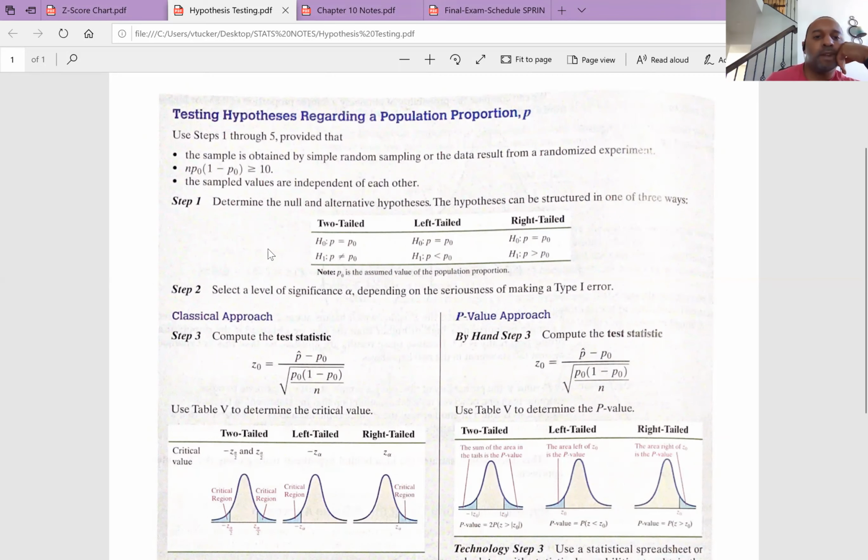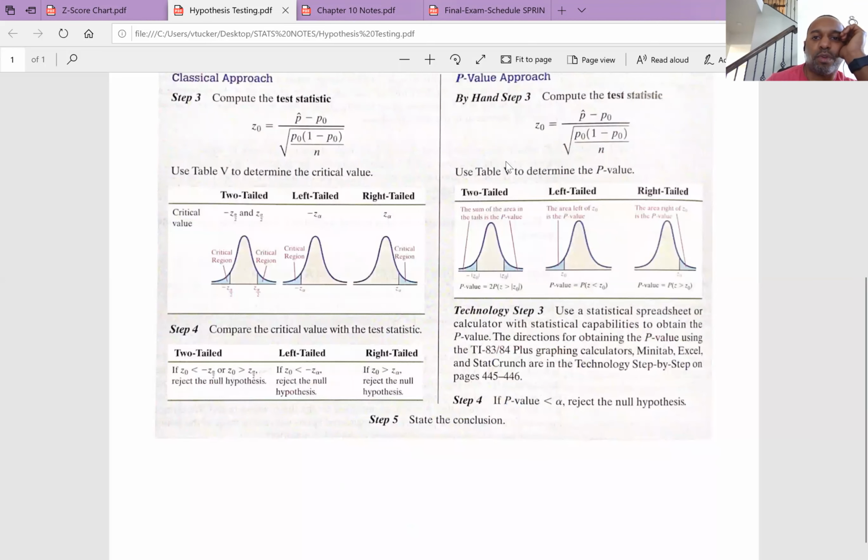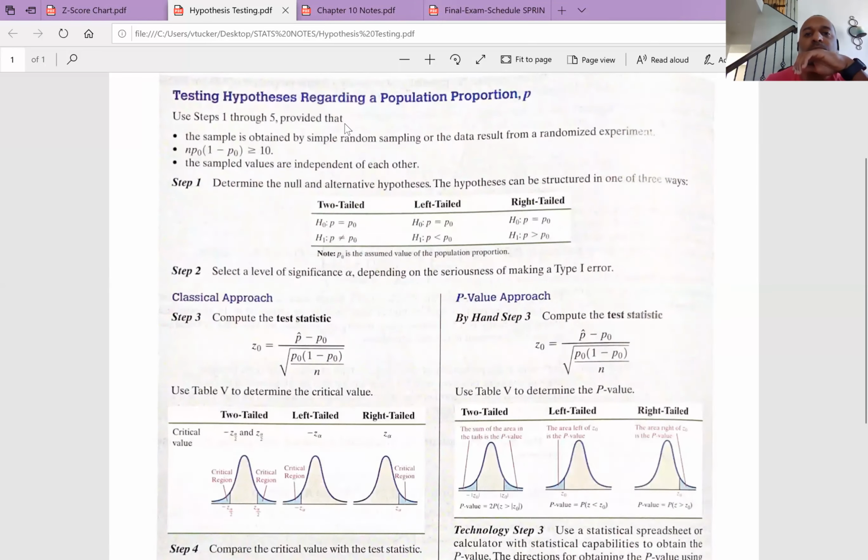Step 1 is what we talked about last class: establishing what test we're going to do, whether it's two-tailed, left-tailed, or right-tailed, by establishing your null and alternative hypothesis. Your significance level will be chosen for you in these problems, and we'll walk through the rest of it. You have a classical approach and a p-value approach, and we'll look at both.